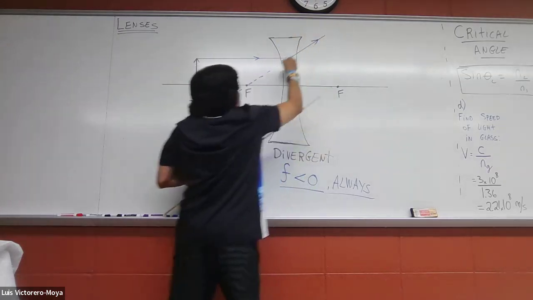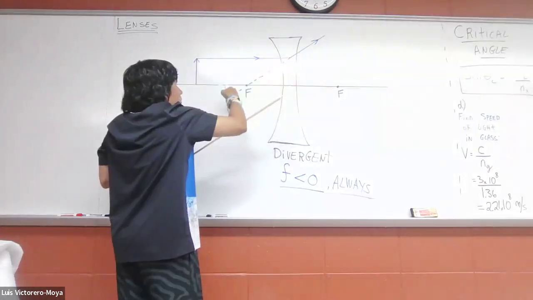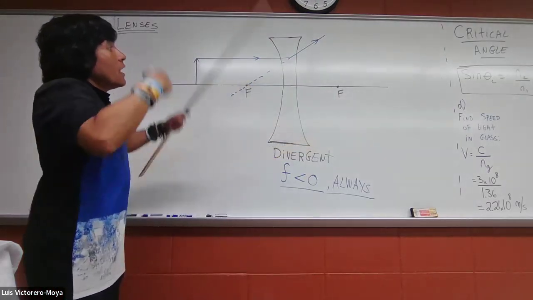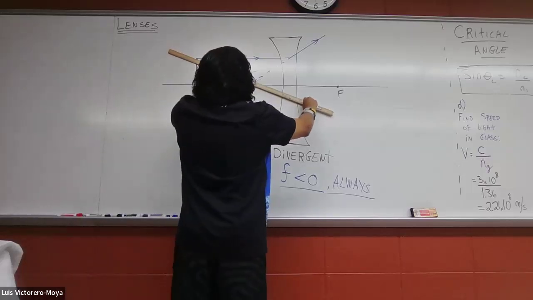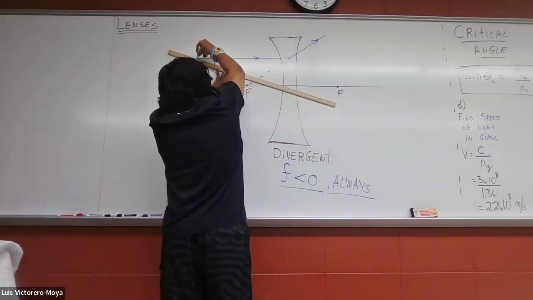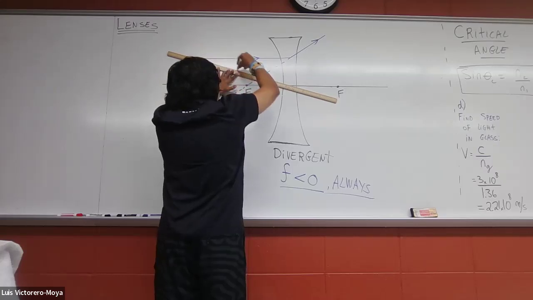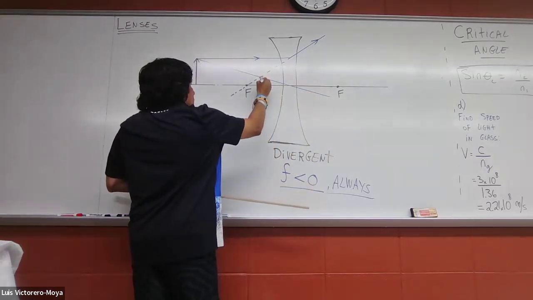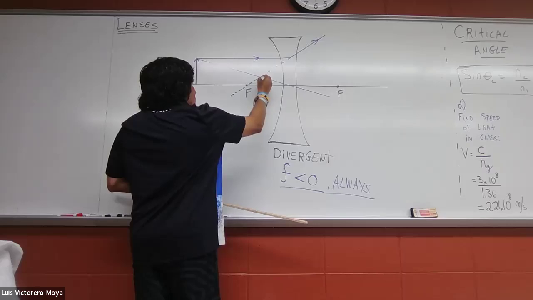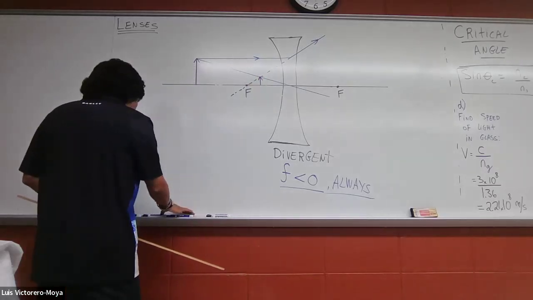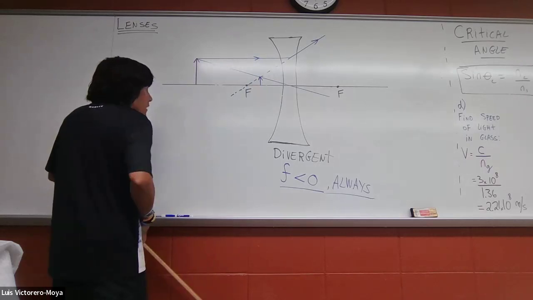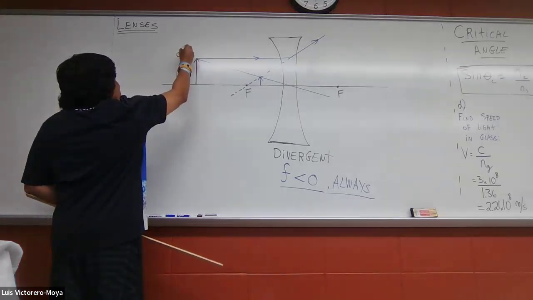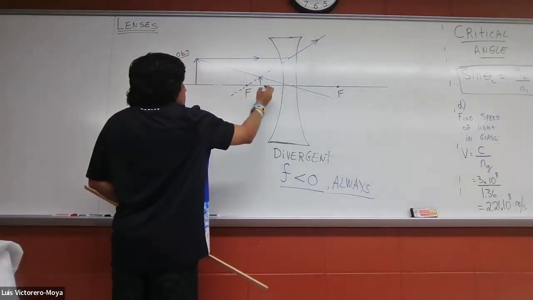So this, if you extend the divergent ray, it goes through the focal point, like that. And then we can draw the one that goes through the lens. Like that. So what do you think I found? I found the image. So this is the object. This is the image.